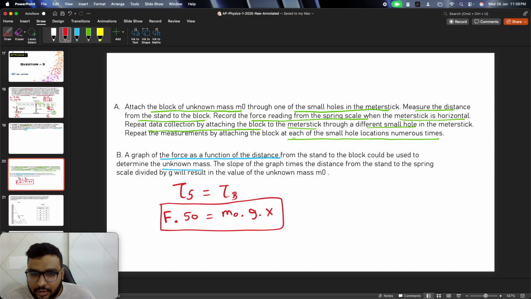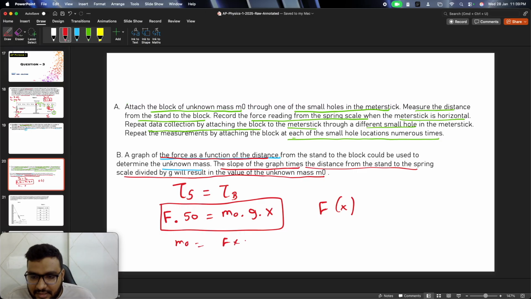Now if I draw a graph of the force as a function of the distance, the slope of the graph times the distance from the stand to the spring scale divided by g will result in the value of the unknown mass m naught. So I can say m naught is nothing but F times 50 divided by g times x. So this is how we'll get the value of mass m naught. The slope of the graph times the distance from the stand to the spring scale divided by g will result in the value of the unknown mass m naught.